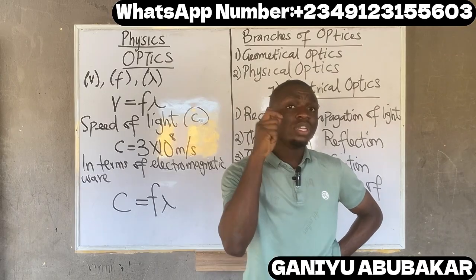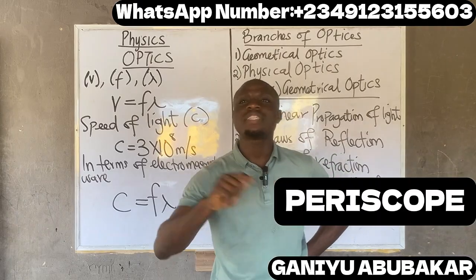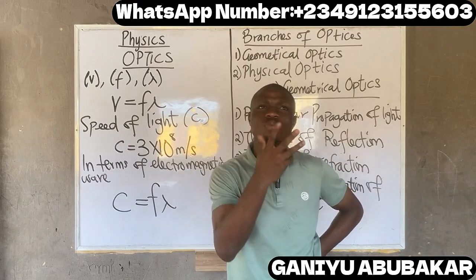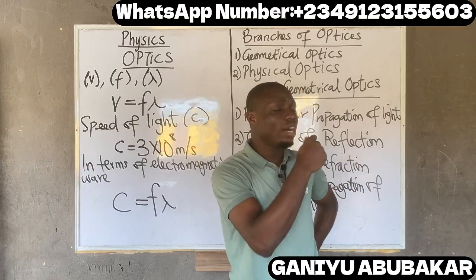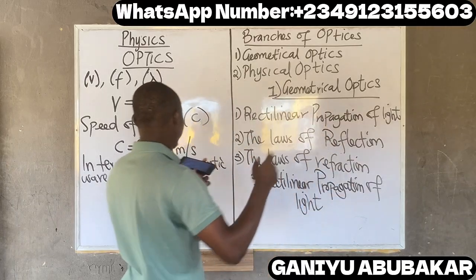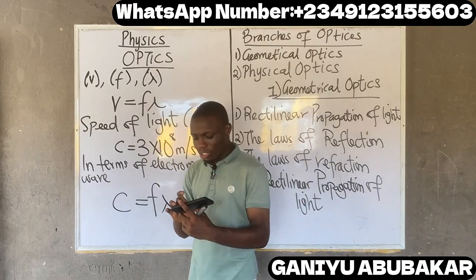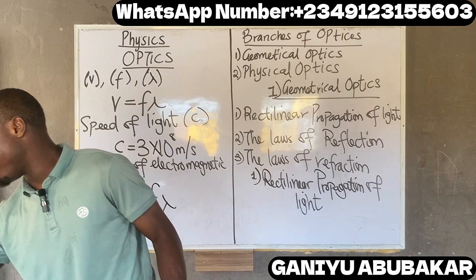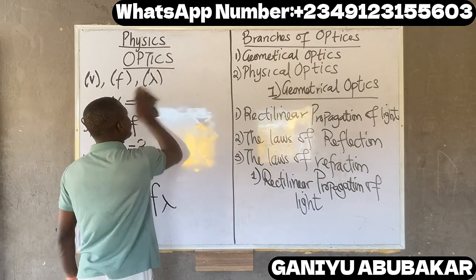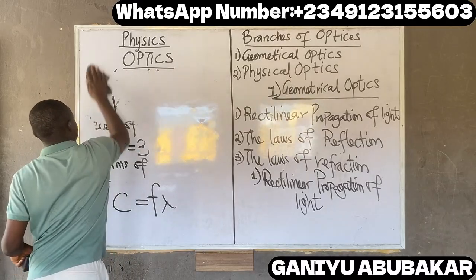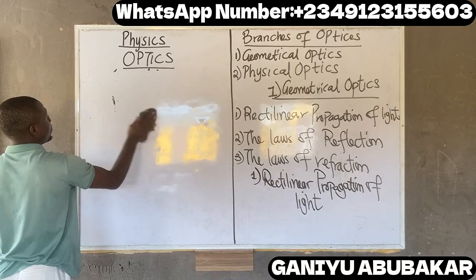A periscope. See the spelling of periscope on the screen, please. What's a periscope? How does it work? How can we relate rectilinear propagation of light with a periscope? Let me just draw some diagram to explain what I'm saying here. A periscope is what the American soldier uses to sight the enemy from a ditch. What's a ditch? I'll show you what I'm saying now.